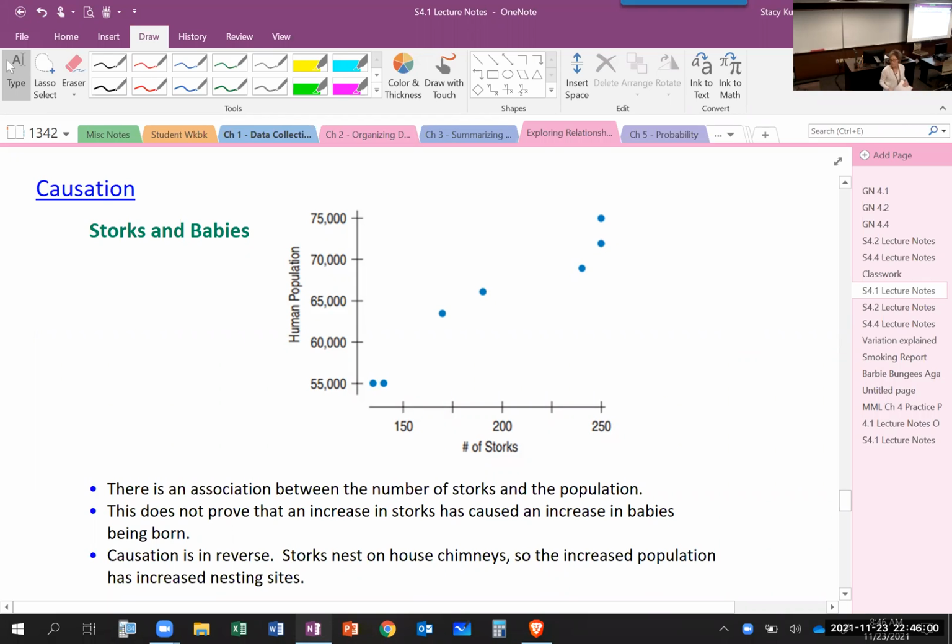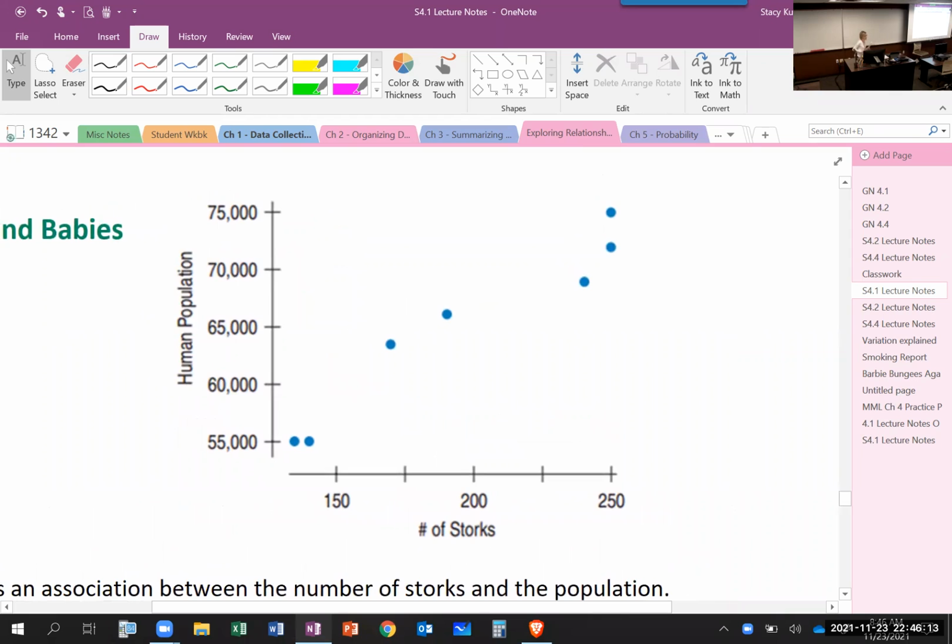What does that mean in context to this? What does it mean to have a positive association in context to what we're looking at, these variables? When one goes up, the other goes up. Okay, put it in terms of this. You're exactly right. When what goes up? When the number of storks goes up, the human population goes up.